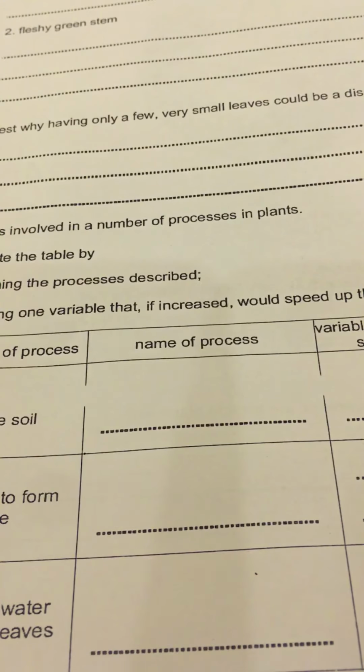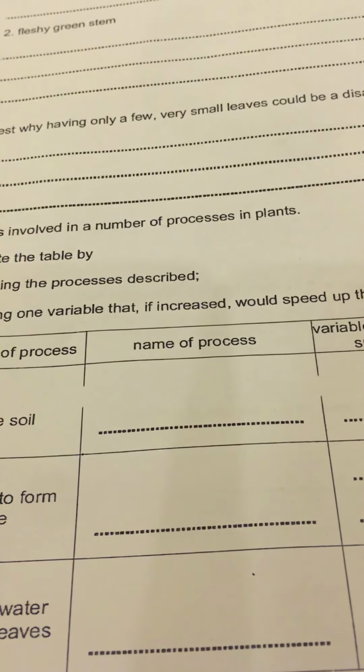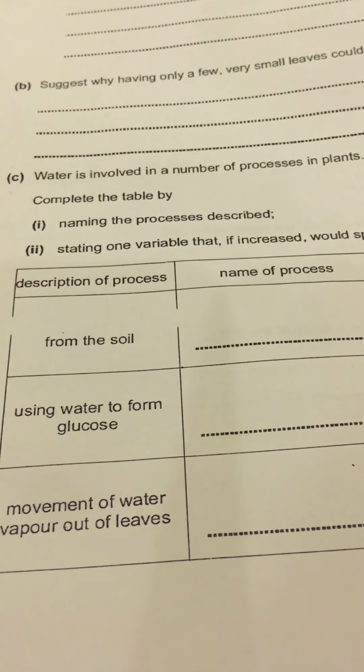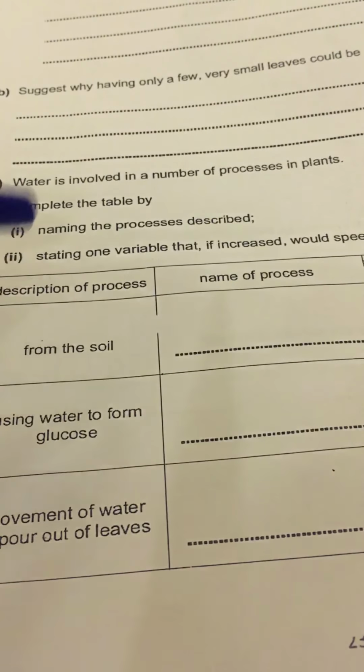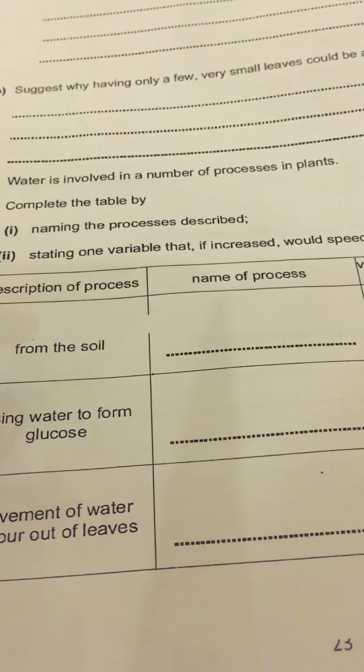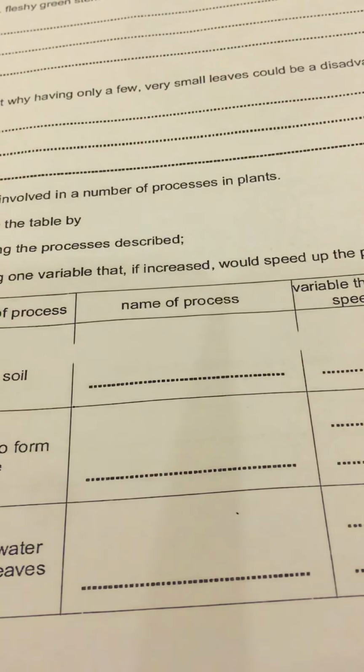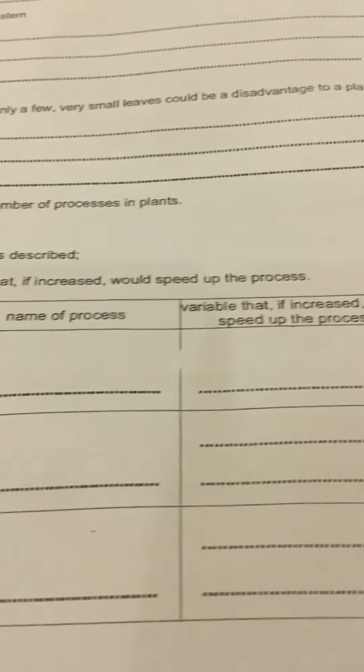Water is involved in a number of processes in a plant. Complete the table, naming the process. Here, for the first one, description of process: movement of water from the soil. What is the process? Osmosis. What is the variable that, if it increases, would speed up the process?